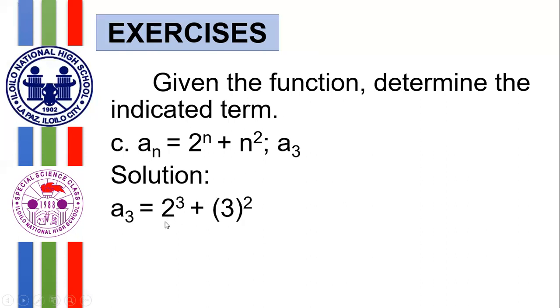2 cubed means 2 times 2 times 2 or 8. 3 squared means 3 times 3 or 9. So a sub 3 is equal to the sum of 8 and 9, which is 17.